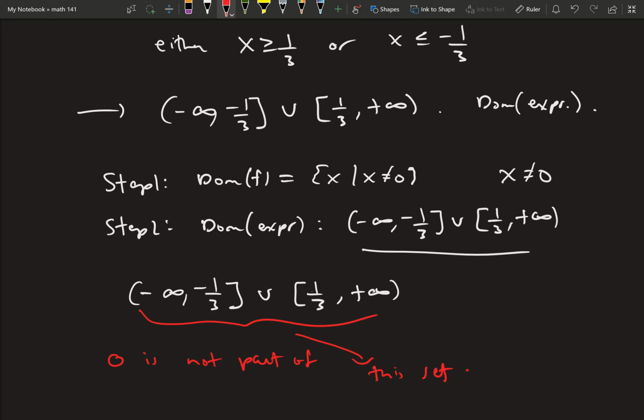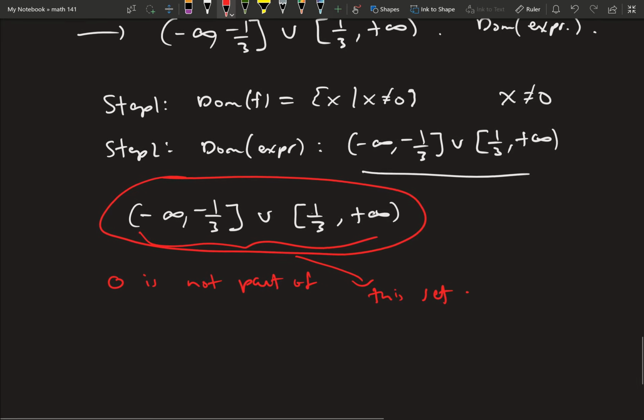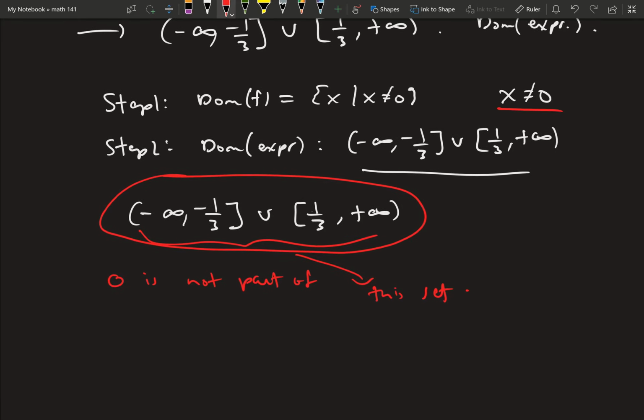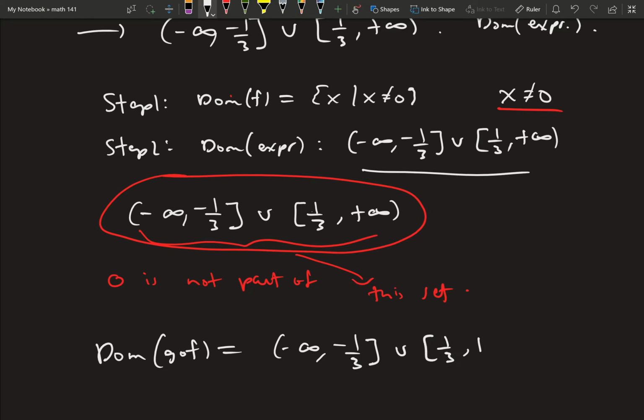So this thing is our domain of the composition. There is an additional condition from the domain of f, but it's already taken care of here. The 0 is not even part of it, so we don't have to worry about it. So hence the domain of the composition of g and f is equal to negative infinity to negative 1/3 union 1/3 to positive infinity.